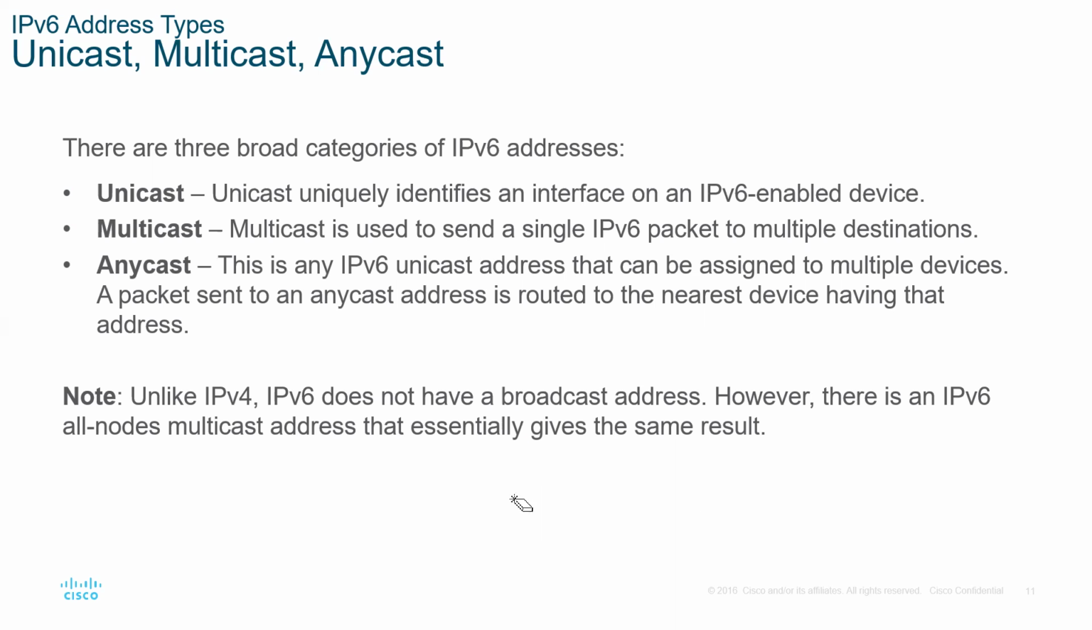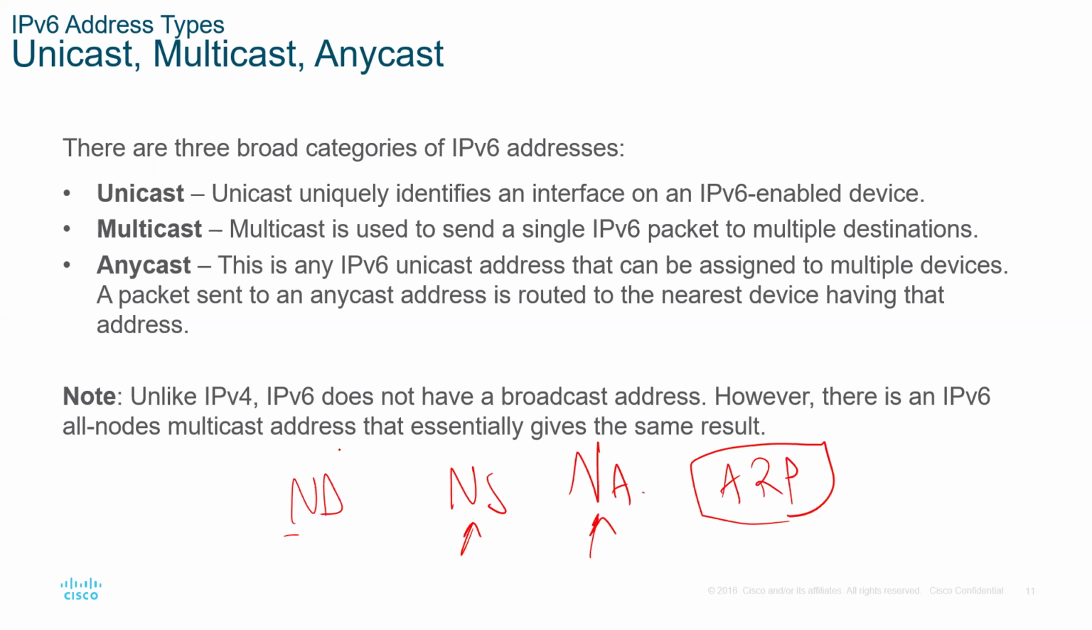I'm not so sure which chapter we were talking about neighbor solicitation and neighbor advertisements. I'm sure it was ARP, module 9, where we discussed neighbor solicitation, neighbor advertisements, when we were discussing neighbor discovery, where we said in IPv4 we have ARP, in IPv6 we have ND.